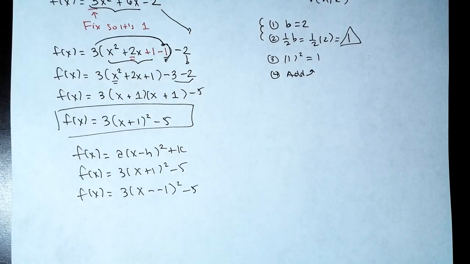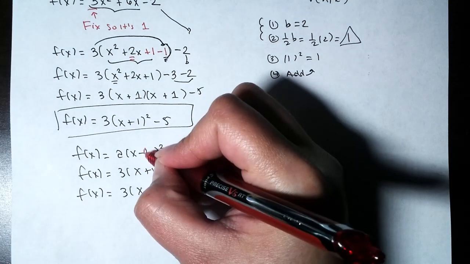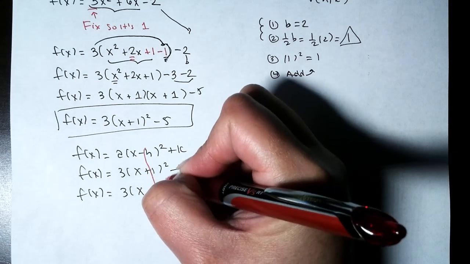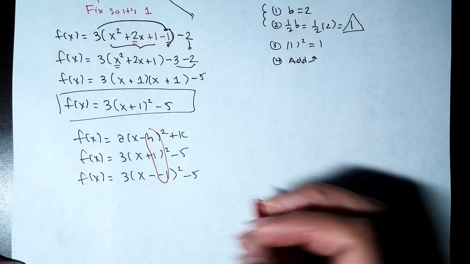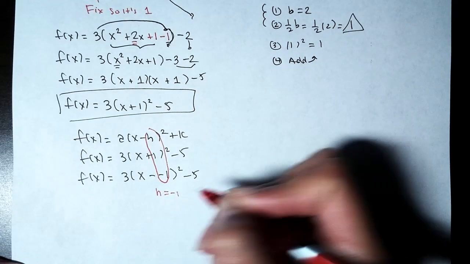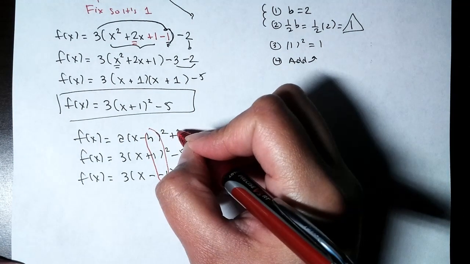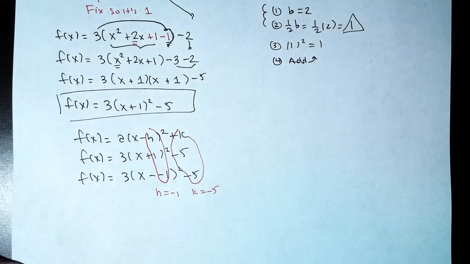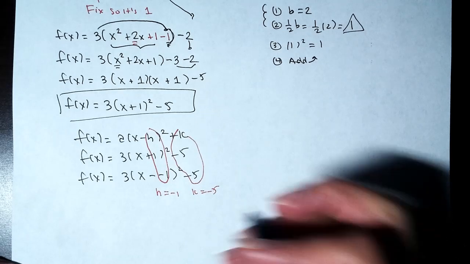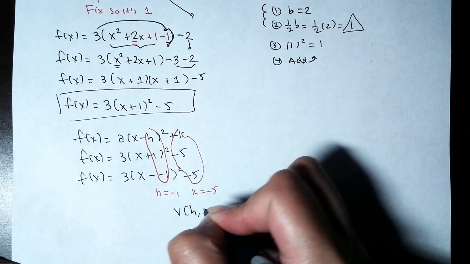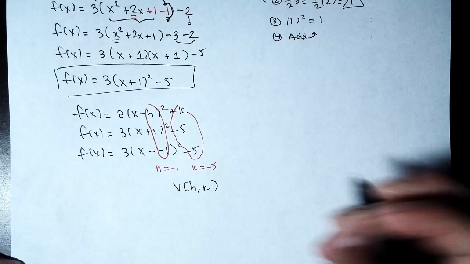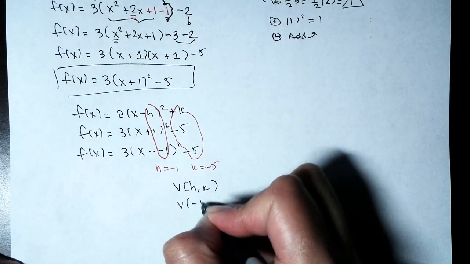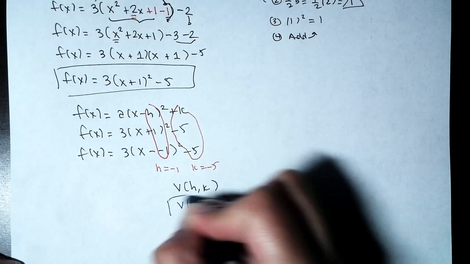But now that we have a minus, with confidence I can say that the value of h is whatever follows the subtraction sign. So in this case, h is -1, and the constant term is going to give us k. So we are asked to identify the vertex and the equation of the axis of symmetry. The vertex is given by the ordered pair (h, k). So in this case, the vertex is (-1, -5).